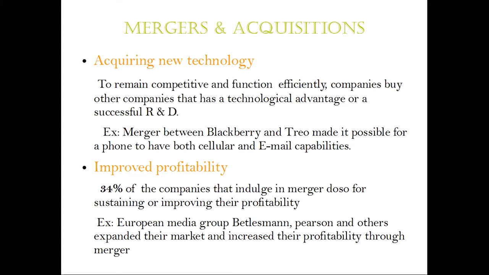We have an example: the merger between BlackBerry and Treo made it possible for a phone to have both cellular and email capabilities. BlackBerry used to be one of the top manufacturers of mobile phone devices, and as far as smartphones are concerned, BlackBerry is one of the first companies that released email capability in its phones. That was possible because of its merger with Treo, an information systems company that had these email capabilities, which made it possible for the merger to release such high capacity phones.